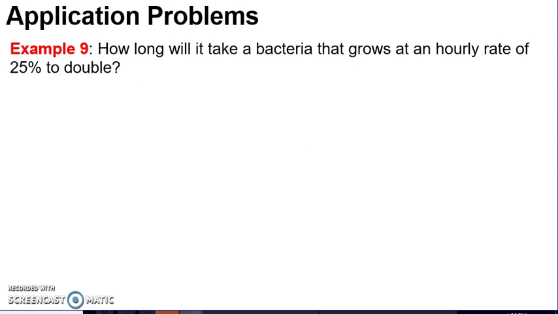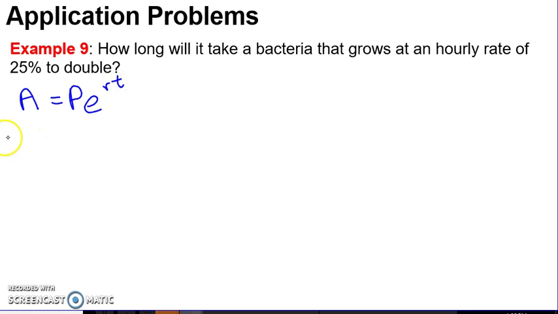All right, so let's look at some application problems. How long will it take a bacteria that grows at an hourly rate of 25% to double? In this case, we are going to use A equals P times e to the rt, the natural log, for continuous compound interest. You can tell you're using continuous because it says an hourly rate, which means it's continuous. So that's why we use the formula A equals P e to the rt.